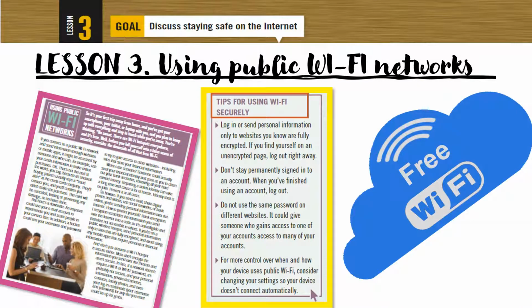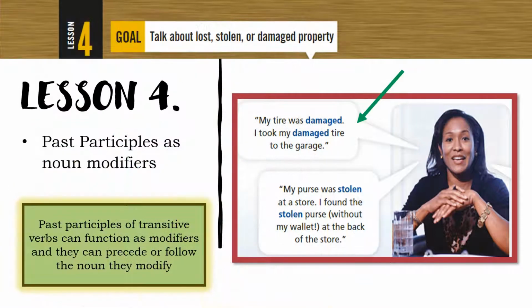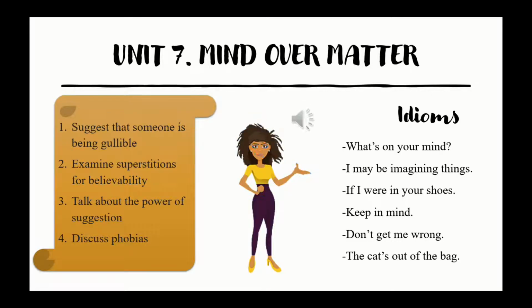In lesson number 3, there is a reading which is about using public Wi-Fi networks and some tips to do it. In lesson number 4, you will learn about past participles as noun modifiers. So remember that past participles of transitive verbs can function as modifiers, and they can precede or follow the noun they modify. Finally, there is a review in which there are some exercises to complete according to what you learned in the whole unit.